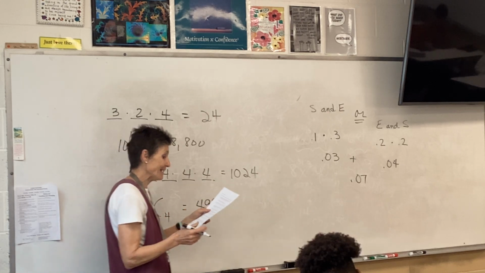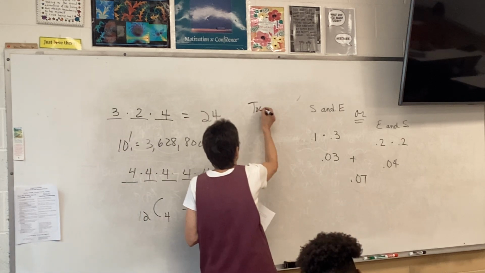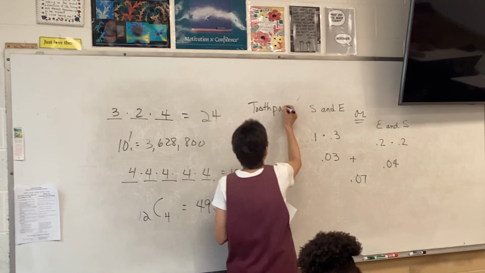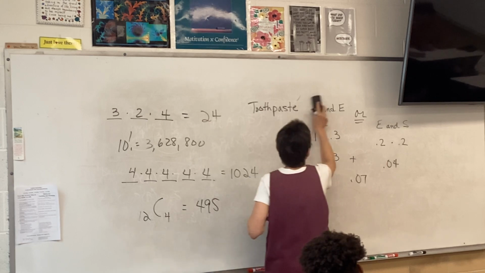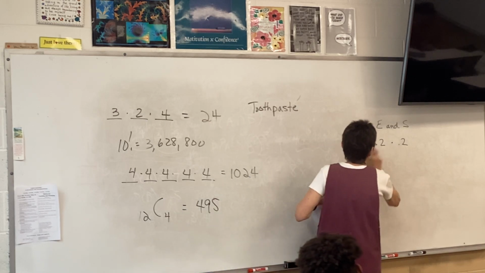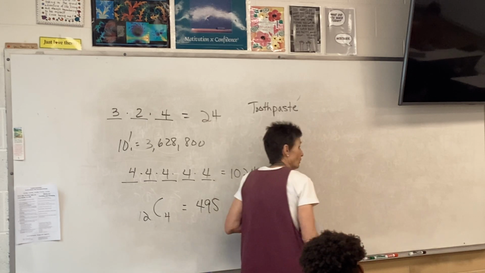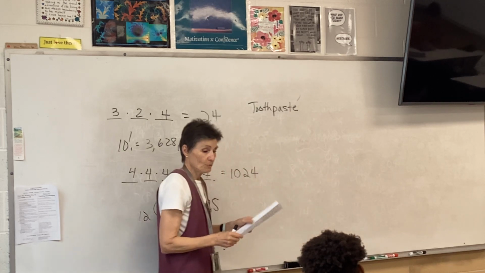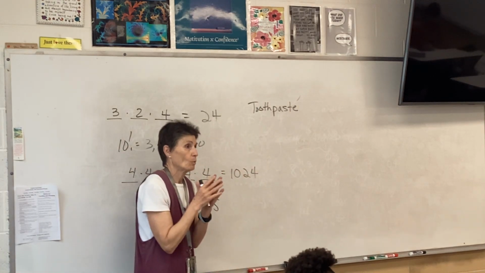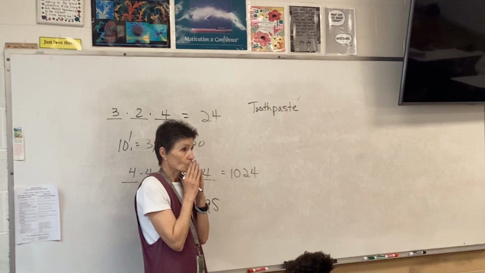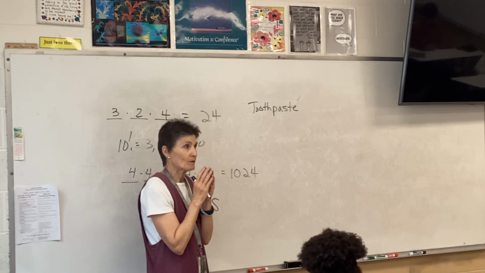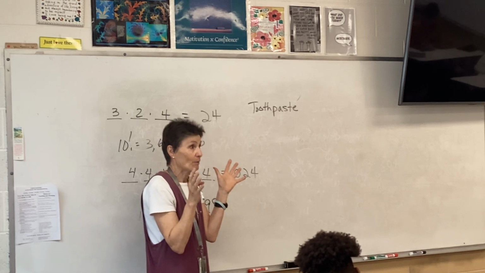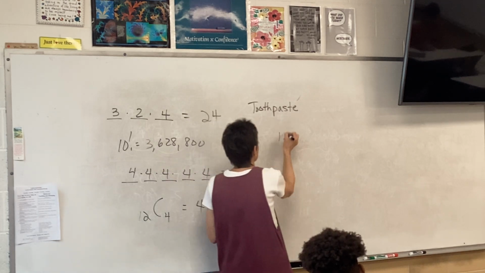How many 10-letter words can be formed from the word toothpaste? All right, now be careful. What do I start with? 10 factorial. However many letters you got, count them. That's what you start with. So 10 factorial.